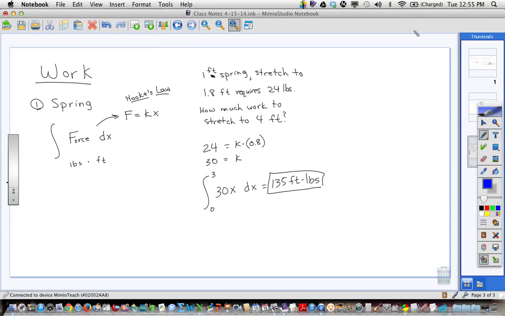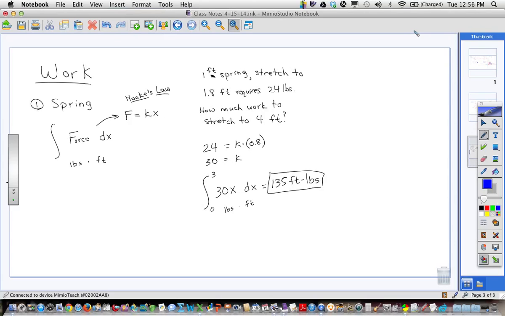Okay? That's it. I mean, that's all that really is involved in the spring type equation. That Hooke's law, finding what K is, which gives you your force equation. Notice, again, this is pounds in here. This is feet right here. That's why our final answer is foot-pounds. The dx is the feet.